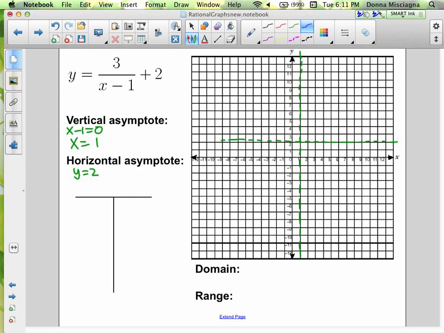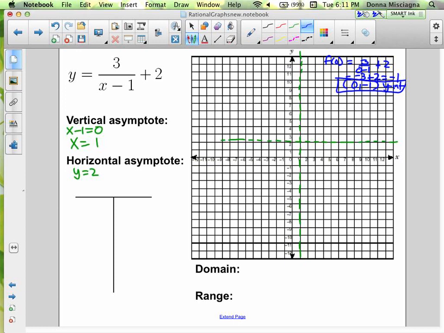Let's start off with the x and y intercepts. Find the y-intercept, just plug in 0 for x. So we have f of 0 is 3 divided by 0 minus 1 plus 2. That would give us negative 3 plus 2 or negative 1. So the y-intercept is (0, negative 1). Right, and I'm going to write next to that y-intercept. Maybe I'll box it.